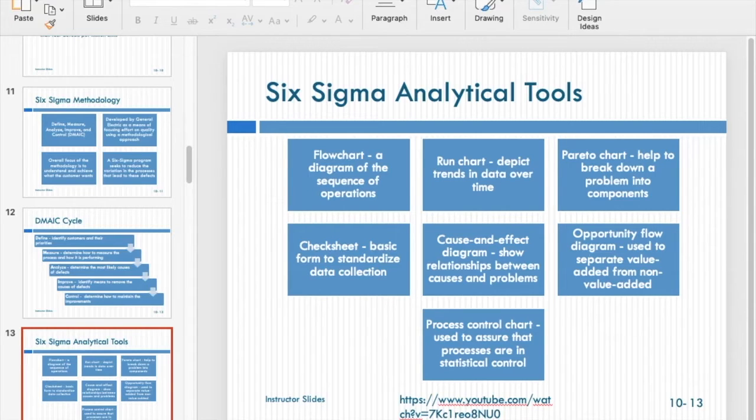You see that we include flowchart, run chart, Pareto chart, check sheet, cause and effect diagram, opportunity flow diagram, process control chart, all the different types of charts. Every type of chart has its advantage when we deal with quality management issues, and I will talk about every different chart in a second. But in this chapter, we are more focused on the process control chart. Let me briefly talk about these different charts one by one.